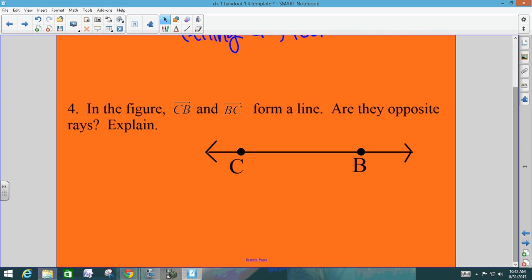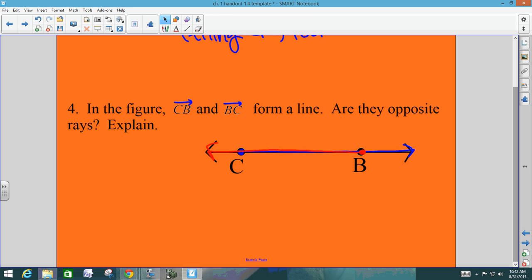Number 4, in the figure, ray CB and ray BC form a line. Ray CB starts at which letter? And goes towards B. Good, so to hang out to the right. Ray BC starts at which letter? And then goes towards C. So do you agree that they form a line? I do. They go on forever in both directions.